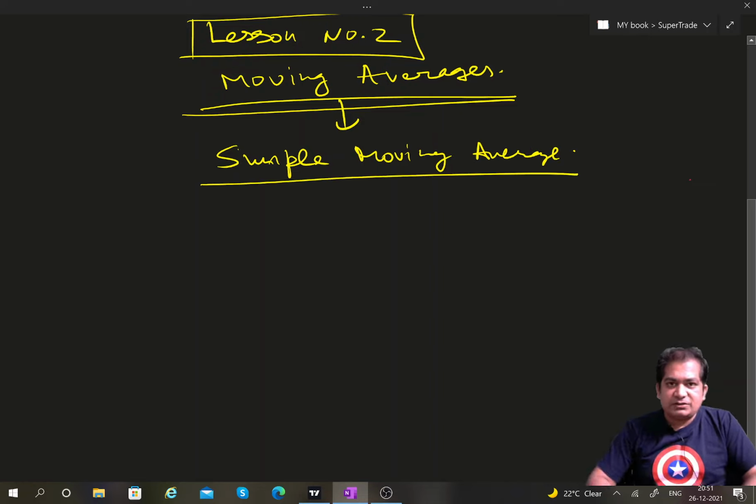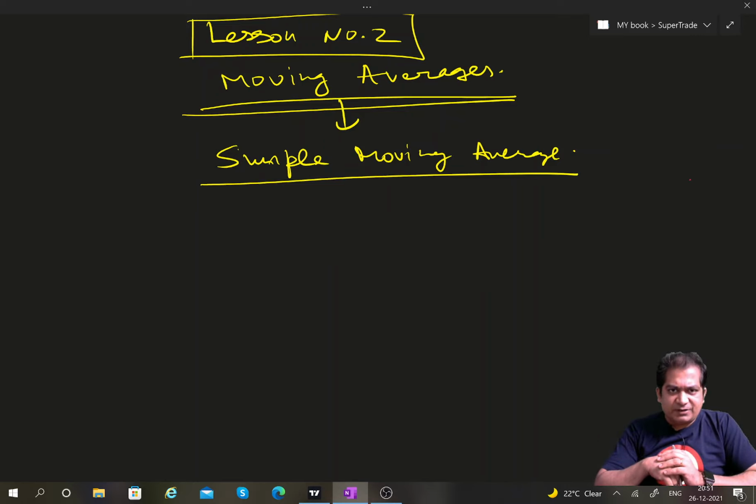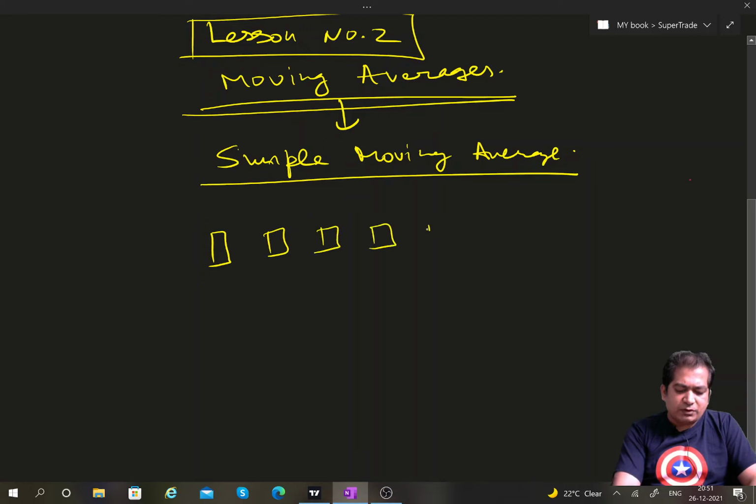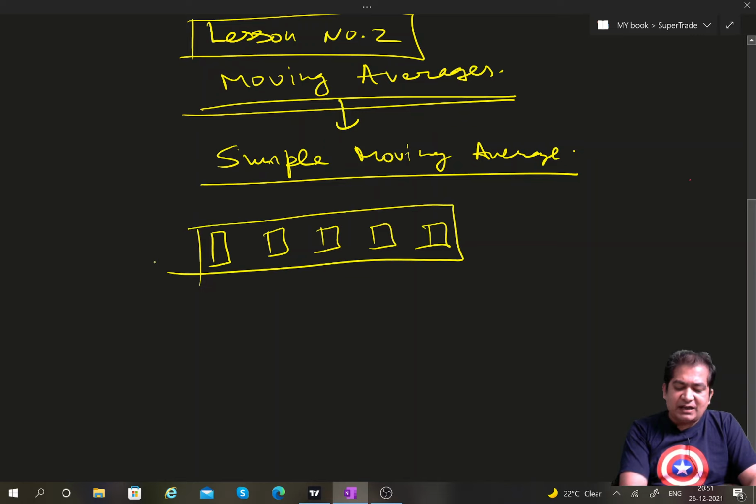Now, what is a moving average? If I use a 5-period moving average, then what will it do? It will use the values of the 5 previous candles and take an average. So if this is your candle 1, candle 2, candle 3, candle 4, candle 5, it will take the average of the high and low prices of these 5 candles, and it will show you a line, the moving average. You will see how that line looks.